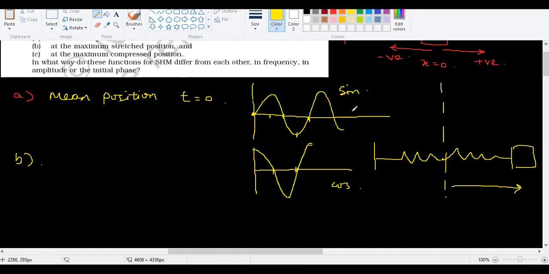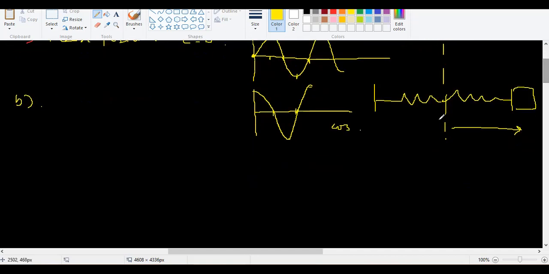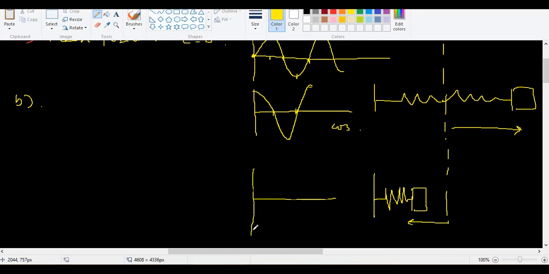C is at the maximum compressed position. What do you mean by compressed position? The spring is something like this. Of course, it has to be symmetric, right? So if this was 5 centimeters this side, it should also be 5 centimeters this side. Again, I'm just giving some simple numbers, don't take down the 5 centimeters. So if it is already at the negative point, the curve should start from negative. That means it should start from here, in which case I would call it negative cos.